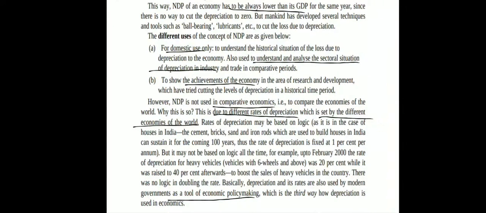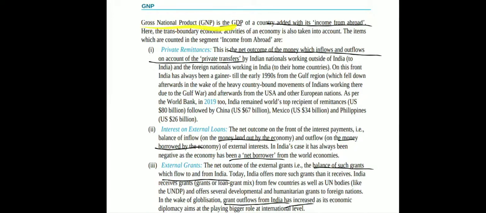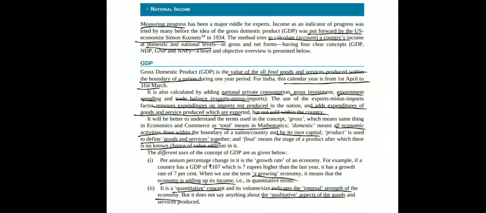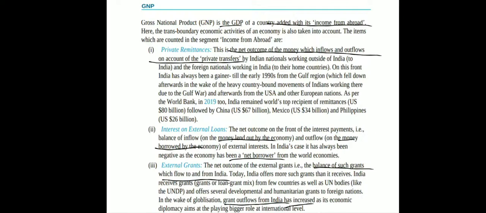We saw GDP, we saw NDP, now we'll see gross national product and what is its use. See, gross national product is the GDP of a country where we've added the income from abroad. See, here in GDP we had excluded all the exports and the imports which were not related to our country. We saw that all the expenditures and goods and services produced which are exported but not sold within the country, we had excluded all of them. But here in GNP, the GDP of a country is added with its income from abroad. So items that are included in income from abroad, let's quickly go through them.